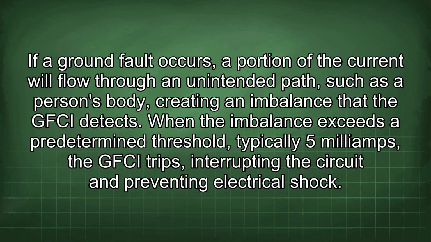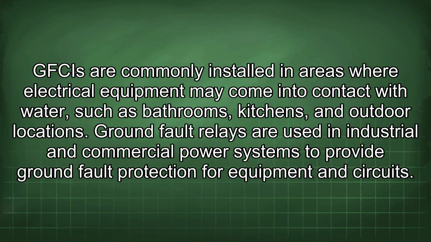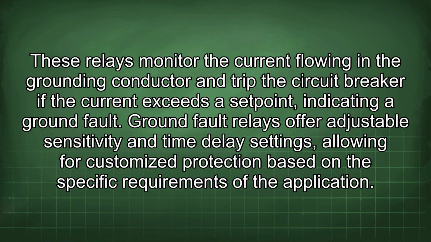When the imbalance exceeds a predetermined threshold, typically 5 mA, the GFCI trips, interrupting the circuit and preventing electrical shock. GFCIs are commonly installed in areas where electrical equipment may come into contact with water, such as bathrooms, kitchens, and outdoor locations. Ground fault relays are used in industrial and commercial power systems to provide ground fault protection for equipment and circuits. These relays monitor the current flowing in the grounding conductor and trip the circuit breaker if the current exceeds a set point, indicating a ground fault.